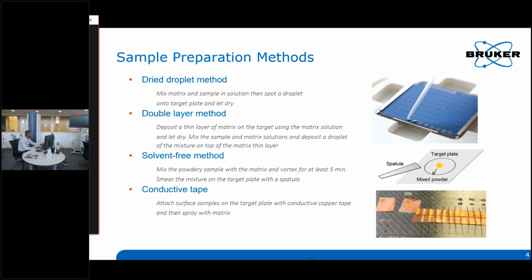And then the last two sample prep methods: one uses a conductive tape to attach surfaces to a target plate, or wires, such as you can see here in this picture on the bottom right, where we're looking at some of the coatings on these wires. So you attach your sample onto the target and then spray with the matrix, insert it into the instrument and start collecting ions from it.